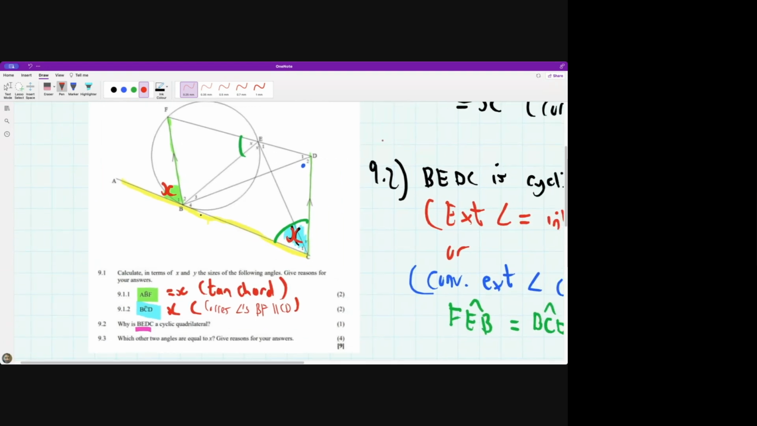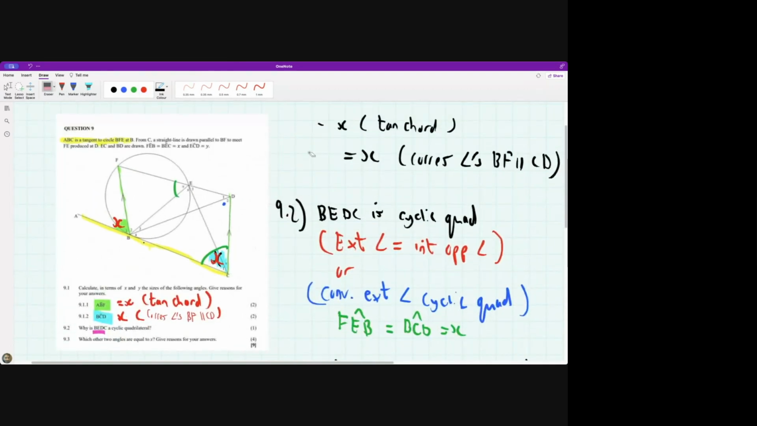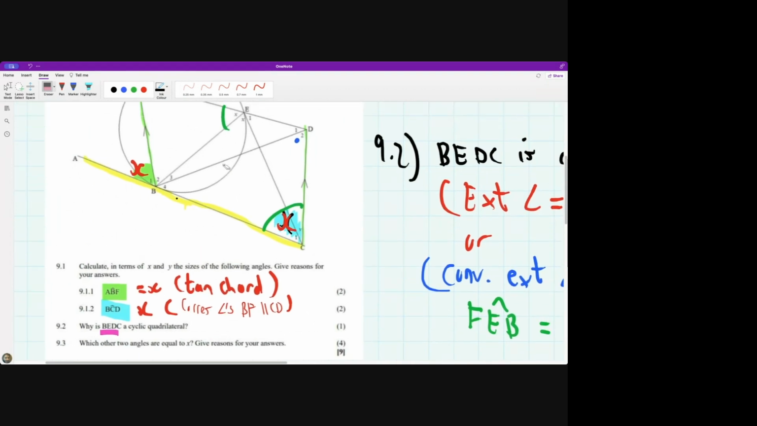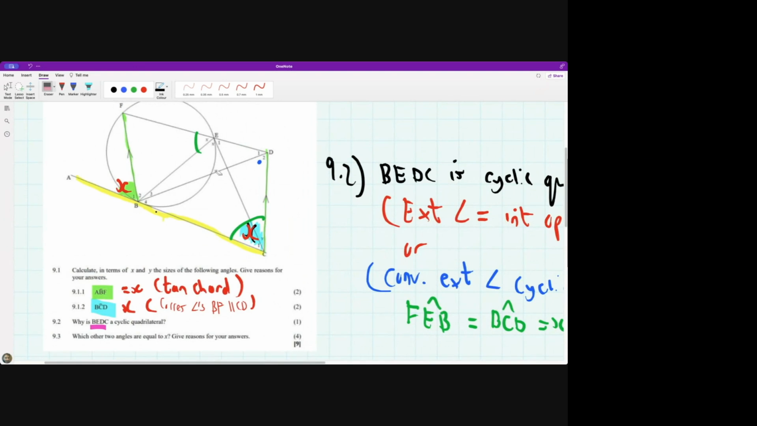Okay, now moving on. I'm going to get rid of some of the stuff on the top here because I think I've already written it down there. So let me get rid of all this. Let's look at the next question. So it says, why is BEDC a cyclic quad? Okay, what does it even mean for something to be a cyclic quad, and where is this thing? So here is BC, and that's D, and there's an E involved, so there's that.